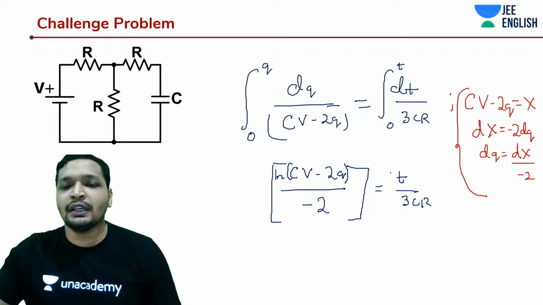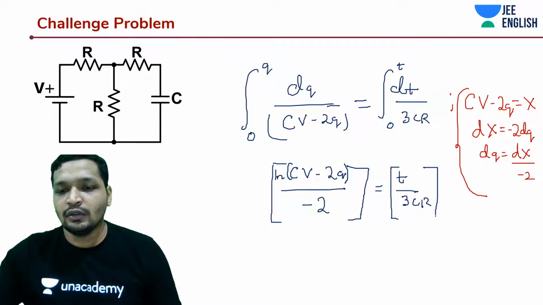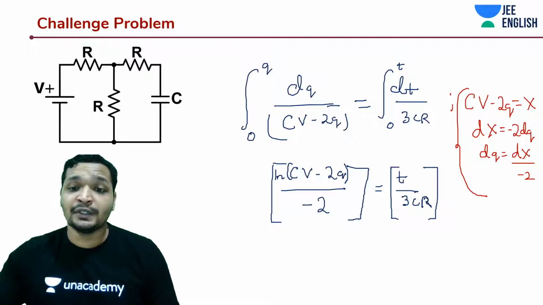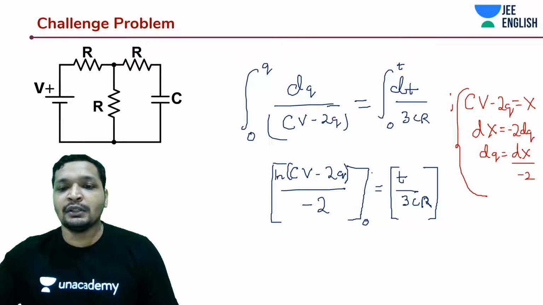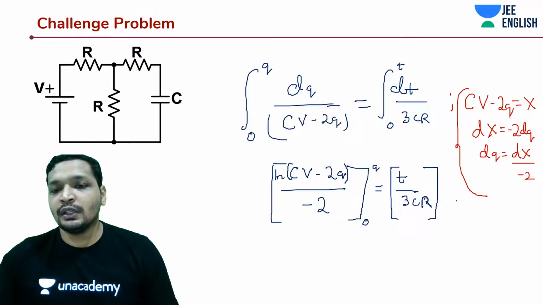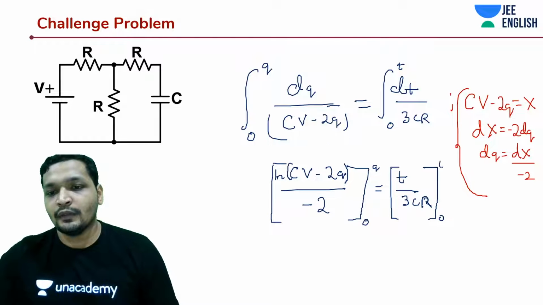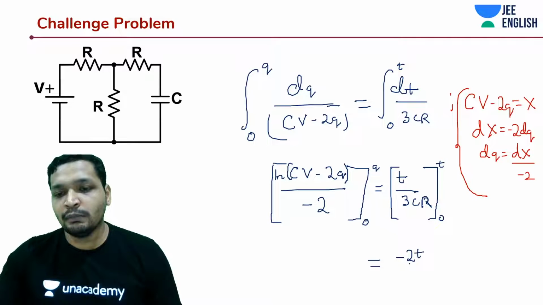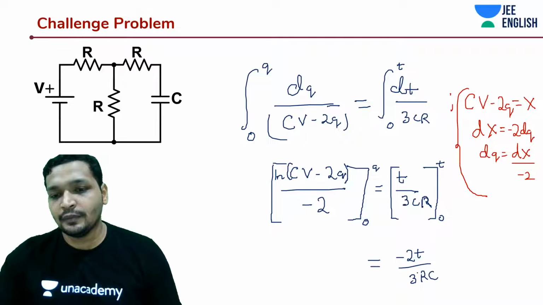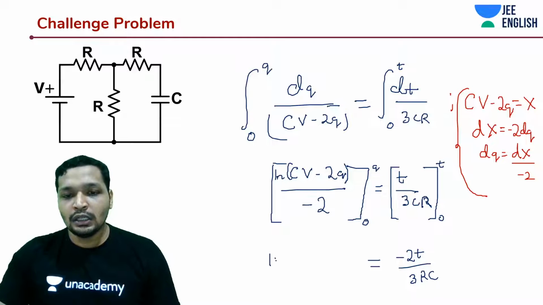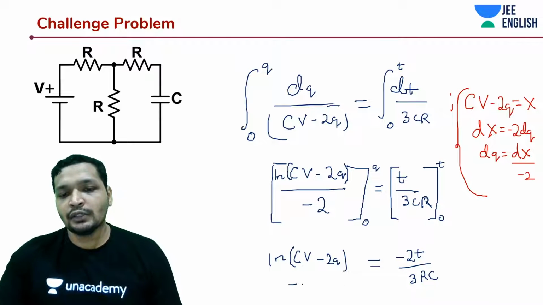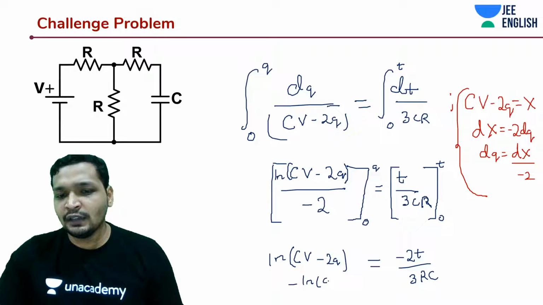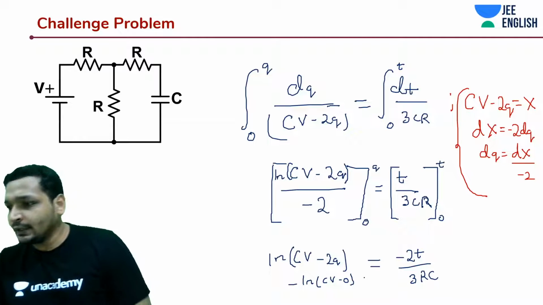You can expect it very rarely, students. Very rarely means very rarely. Okay, this is something you can expect in your JEE Advanced, especially because this is a very simple concept. So yes, there is going to be 0 to t, and if you integrate this, you take the minus 2 to the other side, so it's minus 2t by 3rc, and what is over here? Log of CV minus 2q minus log of CV itself, CV minus 0, right?